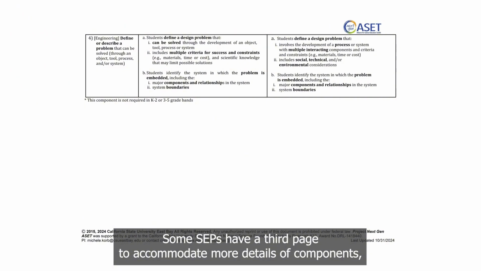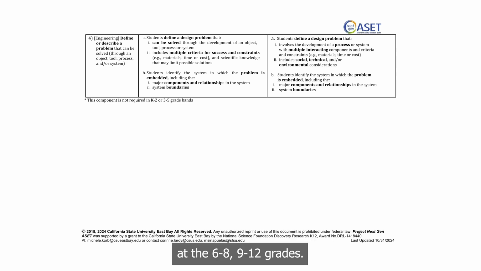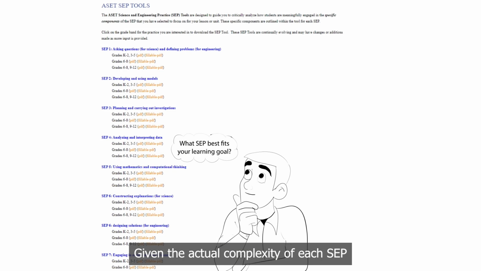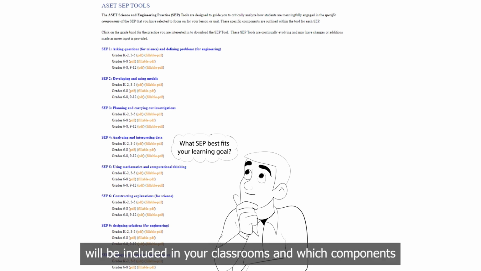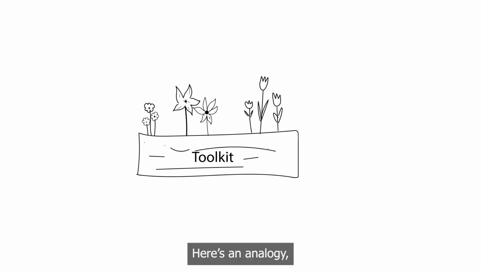Some SEPs have a third page to accommodate more details of components, especially for engineering design skills and greater student engagement at the 6 through 8, 9 through 12 grades. Given the actual complexity of each SEP, as we saw in just SEP number 1, it is important to evaluate which SEPs will be included in your classrooms and which components you will feature for your students to practice and perhaps to be assessed. Here's an analogy.